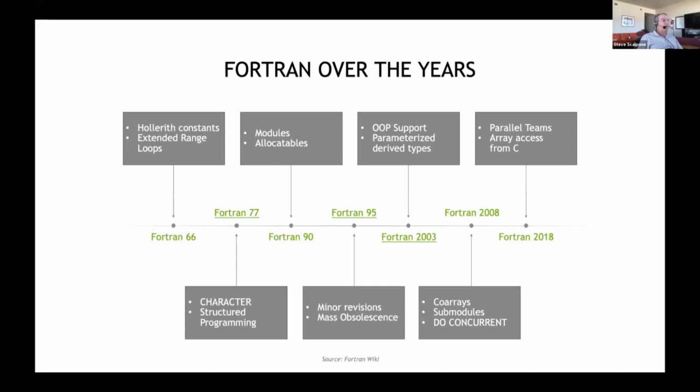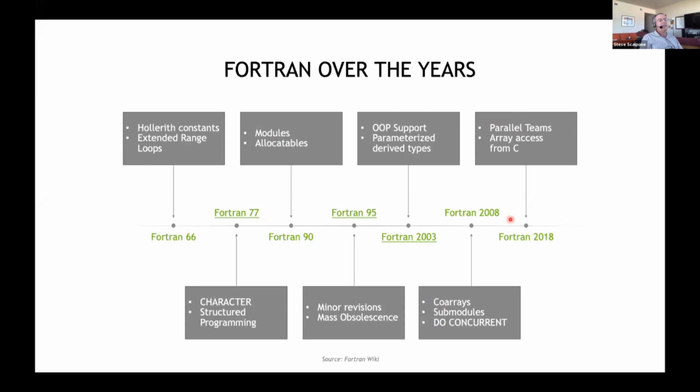2008, the big upgrade there for parallelism. So with coarrays that Troy touched on a little bit, and do concurrent, which is a way to execute the iterations of a loop at the same time. Also introduced submodules. Well, modules up here that we talked about, they were only one level deep, and submodules makes them 2 levels deep. So you can get a little more compartmentalization of your program. And in 2018, another revision where parallel teams were added to coarrays, and it's a way to coordinate the different images that are running at the same time. And they also did a lot of work.